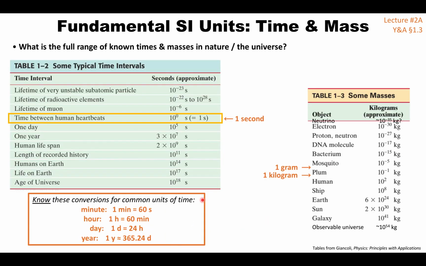Just briefly, let's look at the range of times that are known to exist. The whole age of the universe since the Big Bang is around 10 to the 18th seconds. And then on the other end of the range, the very shortest lifetimes measured for the most unstable and exotic particles are on the order of 10 to the negative 22 or 23 seconds. So again, one second, in human experience, lies sort of in the middle of that range.